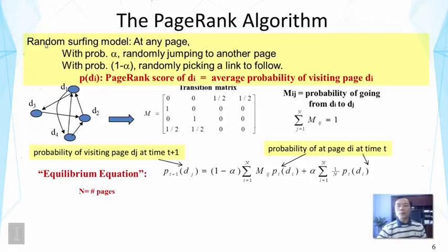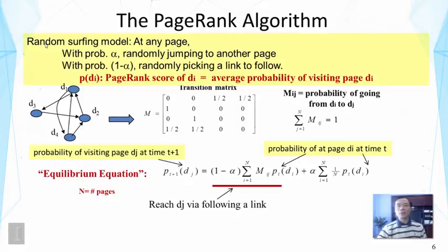So the equation basically captures the two possibilities of reaching dj at time t+1. What are these two possibilities? Well, one is through random surfing, and one is through following a link, as we just explained. So the first part captures the probability that the random surfer would reach this page by following a link. And you can see the random surfer chooses this strategy with probability 1 minus alpha, as we assumed. And so there is a factor of 1 minus alpha here.